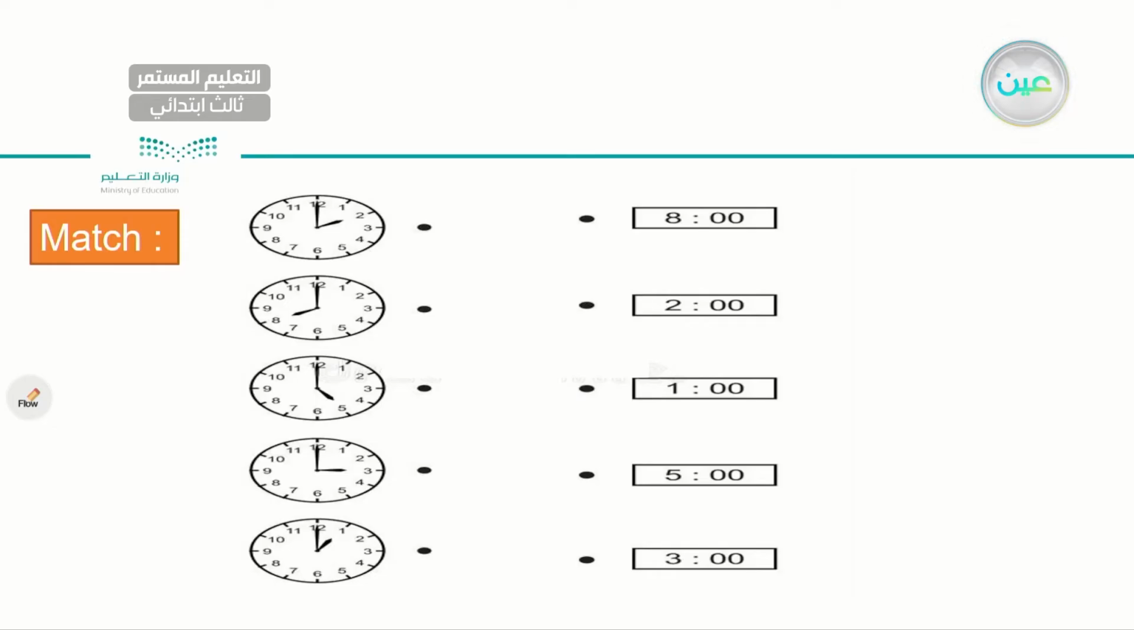Now, let's match. As you can see, I have the clocks to your left and I have the times to your right. Starting from the first one, let's go ahead and read the times to your right. I have 8 o'clock, 2, 1, 5, and 3 o'clock. Let's start by matching the first one. 2 o'clock. Very good. Next, what time is it? It is 8 o'clock. Excellent. Next, I have 5 o'clock. Excellent. Next one. Now I have 1 or 3. Very good. It's 3 o'clock. And the last one is 1 o'clock. Very good, my dear student.